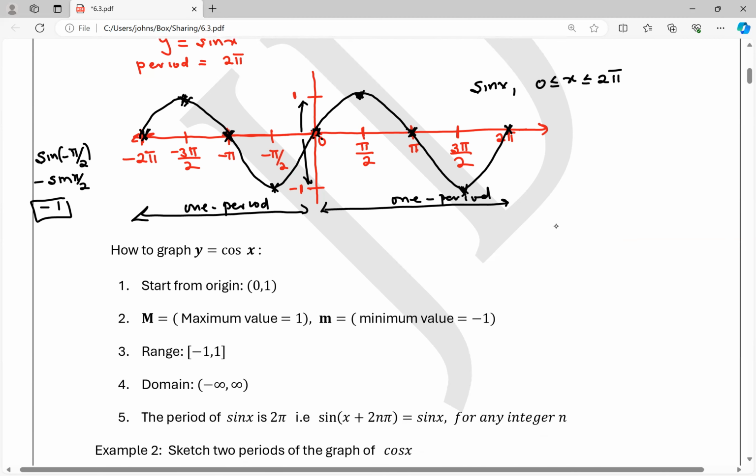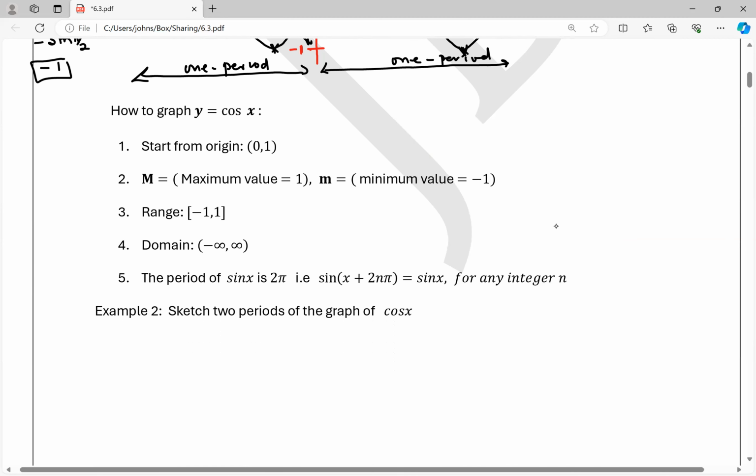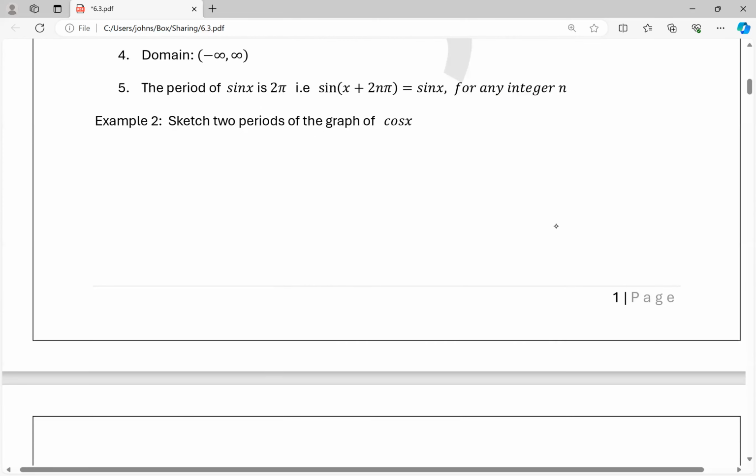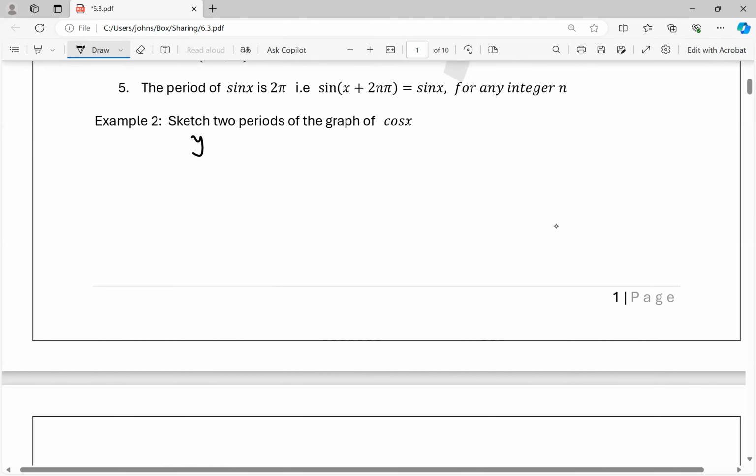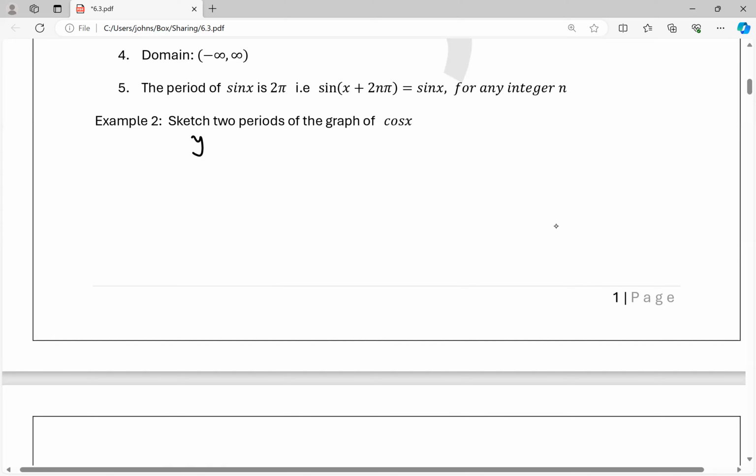All right, so let's sketch that of cosine. So that of cosine is similar, but the only difference is that for cosine, you see, we start from which point? We start from the point 0, 1. Because at x equals 0, cosine is going to be 1, not 0. So for example 2, we're asked to sketch 2 periods of cosine.